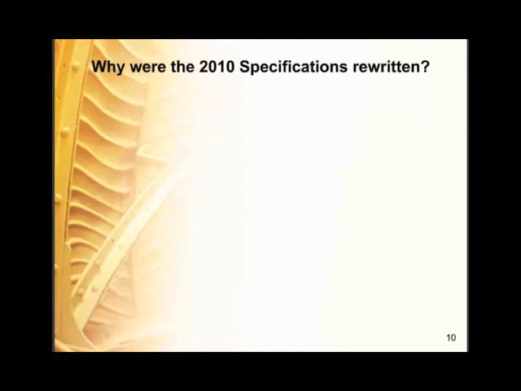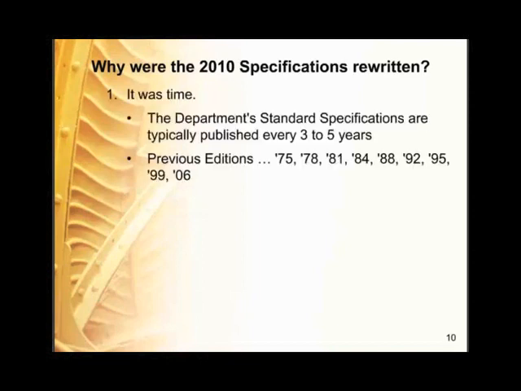Why were the 2010 specifications rewritten? Well, first, it was time. The department standard specifications are typically published every 3 to 5 years. Our previous editions include 1975, 78, 81, 84, 88, 92, 95, 99, 2006, and our current edition of 2010.